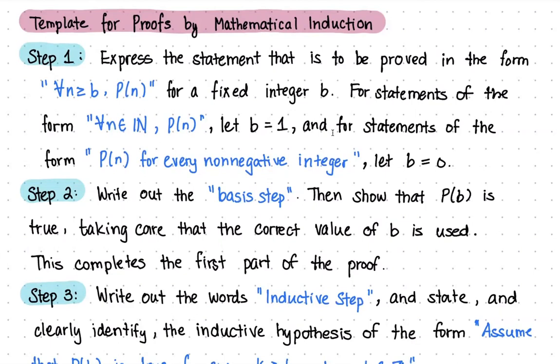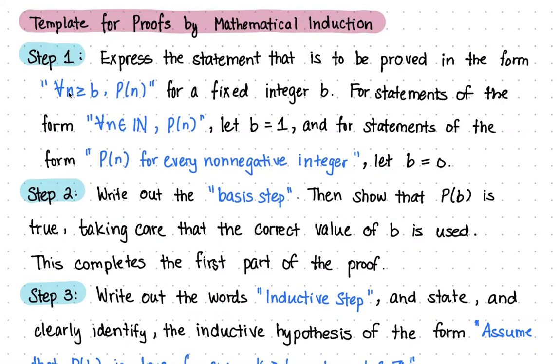Now, if it says, for example, for all n in N, where n is a natural number, then P(n), usually we would let b be equal to 1. And for statements that say, for every non-negative integer n, we let b equal 0. So that's the first step: we want to express the statement that is to be proved.